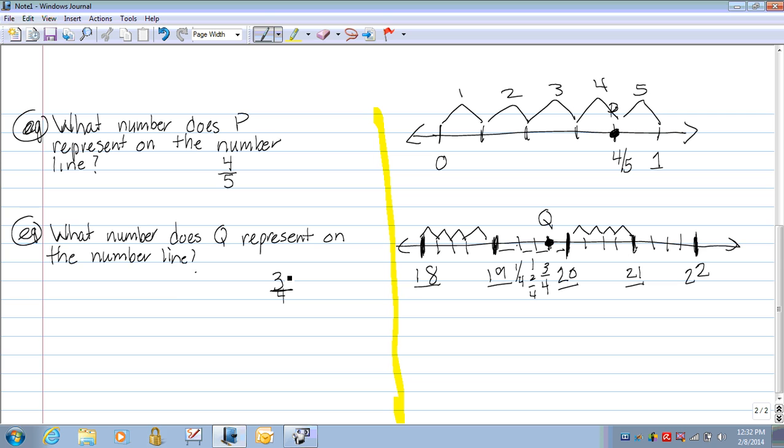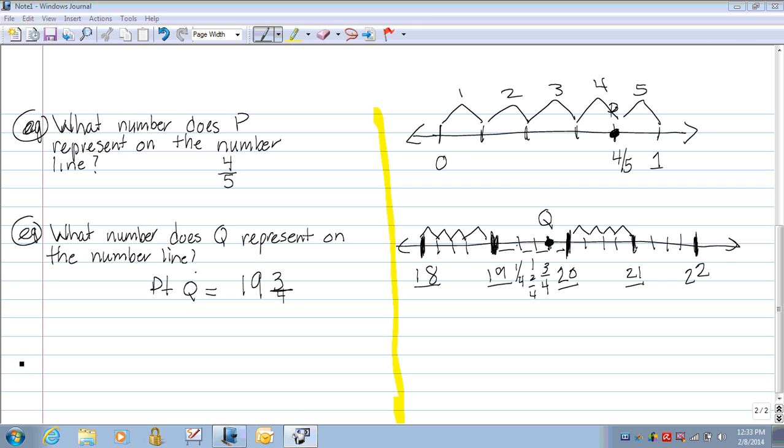But because this fraction is between the whole numbers 19 and 20, we also need to add the whole number 19 in front of that. So point Q equals 19 3/4. Push pause.